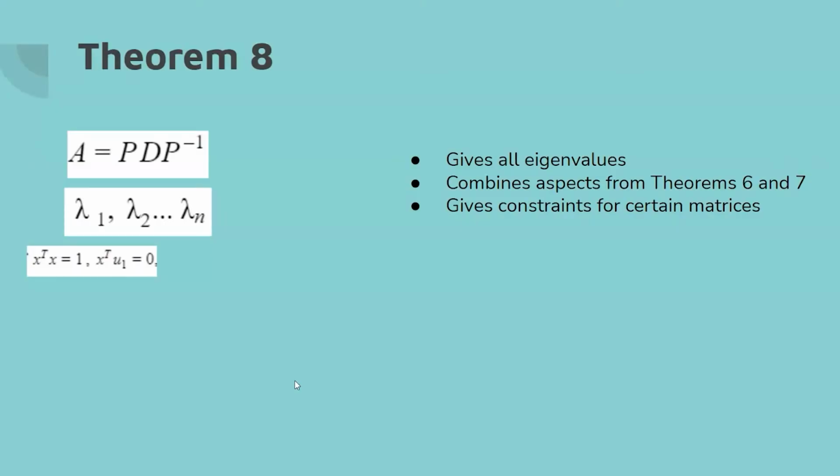Theorem 8 is able to give all eigenvalues of a matrix A by means of Theorem 7 and Theorem 6. Because it is given that A is symmetric with orthogonal diagonalization, A equals PDP inverse, where its eigenvalues λ1, λ2, and onwards are in decreasing order, and the columns of P are eigenvectors. For values of k from 2 onwards, the maximum value of x transposed Ax has the constraints x transposed x equals 1, x transposed u1 equals 0, and x transposed of every earlier eigenvector equals 0.